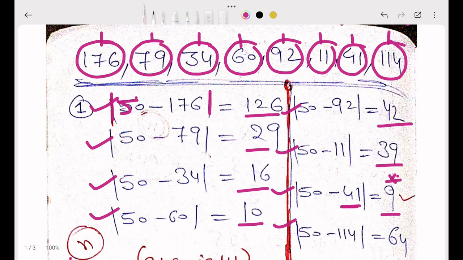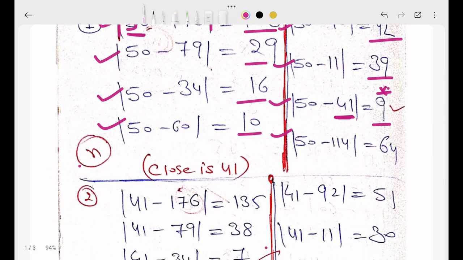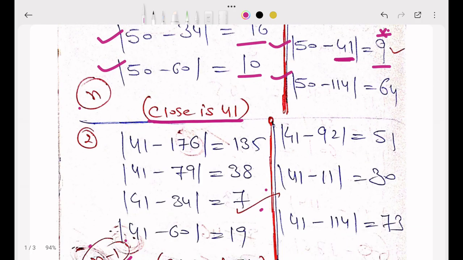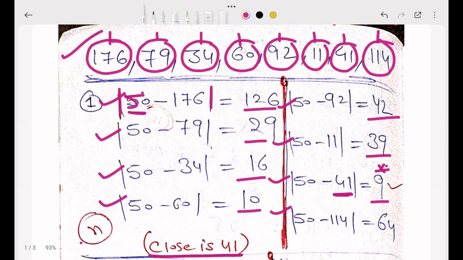So it means that 41 is the closest to 50 among this data. So now my next move is 41. From this stack I have selected 41, so I will remove 41 from here. Done. This is my stack. I remove the data 41 from here.